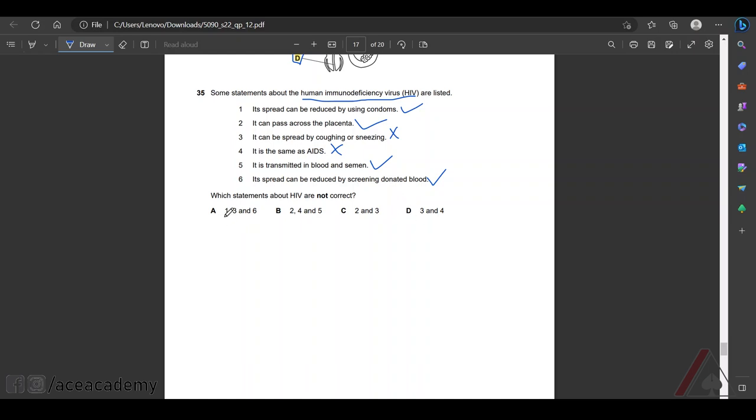A has 3, but it also has 1 and 6, so A is wrong. B has 4, but it also has 2 and 5, so it's also wrong. C has 3, but it has 2, so it's wrong. And D, it has both the correct features, so D is our answer.